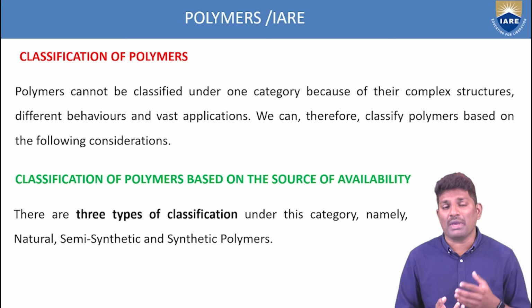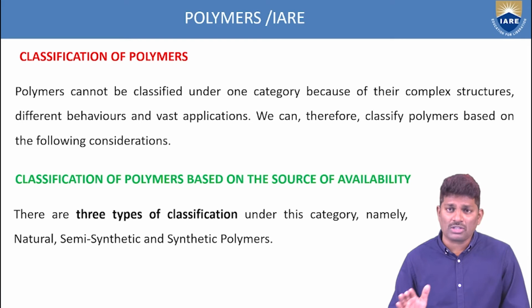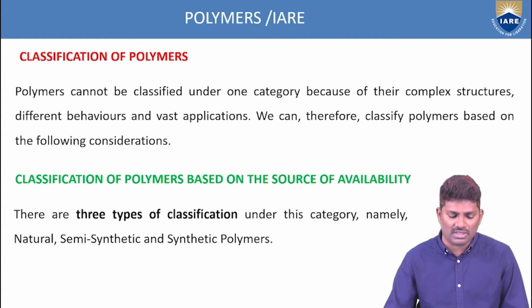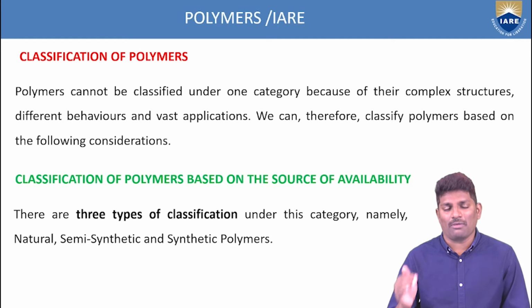So first one is what? Based on the availability, how we are trying to get that polymer. Okay, that is the first classification. Based upon the availability, this is again subdivided into three categories. So what are those three? There are three types of classifications under this source of availability. The first one is natural, semi-synthetic and synthetic polymers. So these three are there.